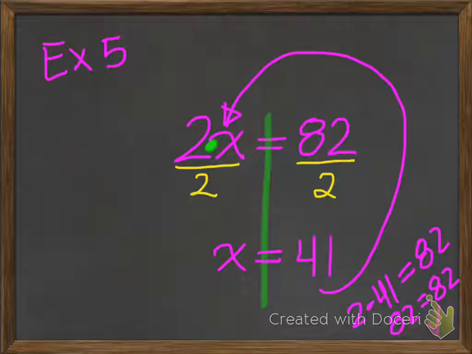Okay. So if you're ever concerned or questioning whether or not you've solved it correctly, just take your answer and substitute the value back in place of the variable in the original equation, and then work it out and see if both sides end up being balanced.